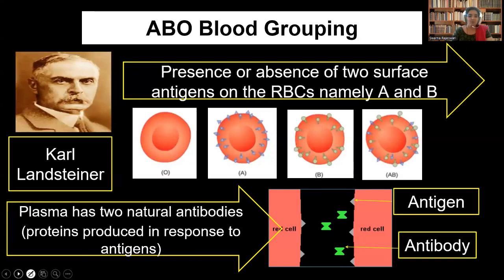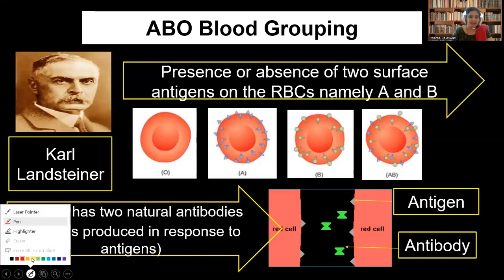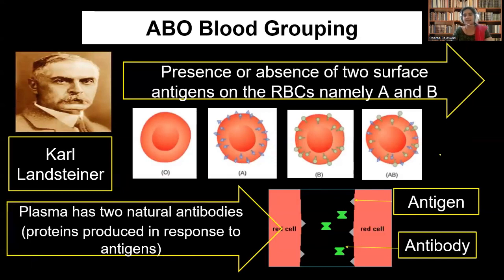Usually, what is an antigen? Any foreign particle which is not in our body, not belonging to our body, we call it an antigen. Whenever any foreign particle enters our body, the body responds to it and produces what are called antibodies. So whenever an antigen enters, our body responds to produce antibody. But it is not so in the case of blood grouping.